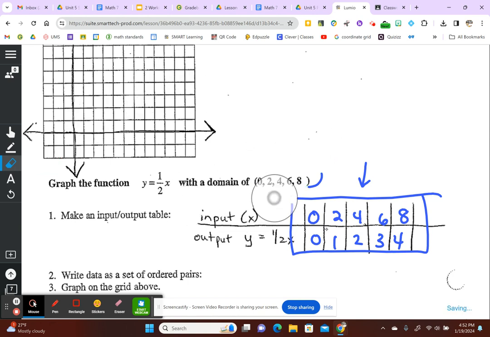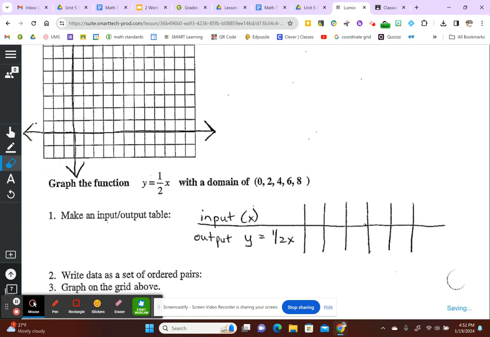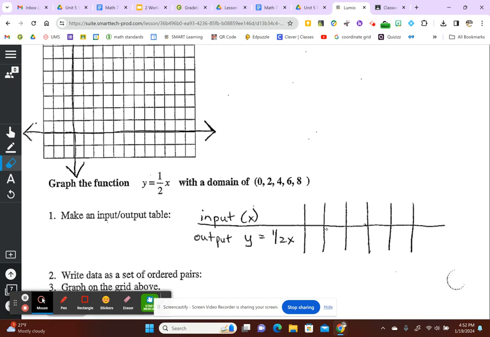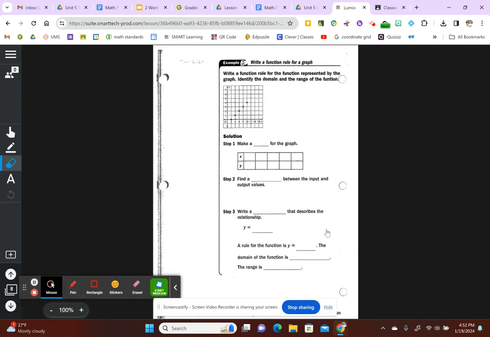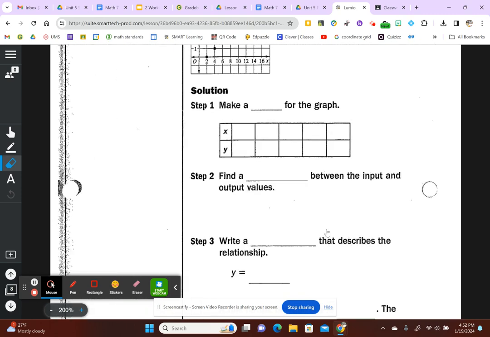Okay, so we are graphing our function. So you can represent a function many different ways. You can represent it as a set of ordered pairs. You can represent it with mapping. You can now represent it as graphing, or we could represent it as a table.